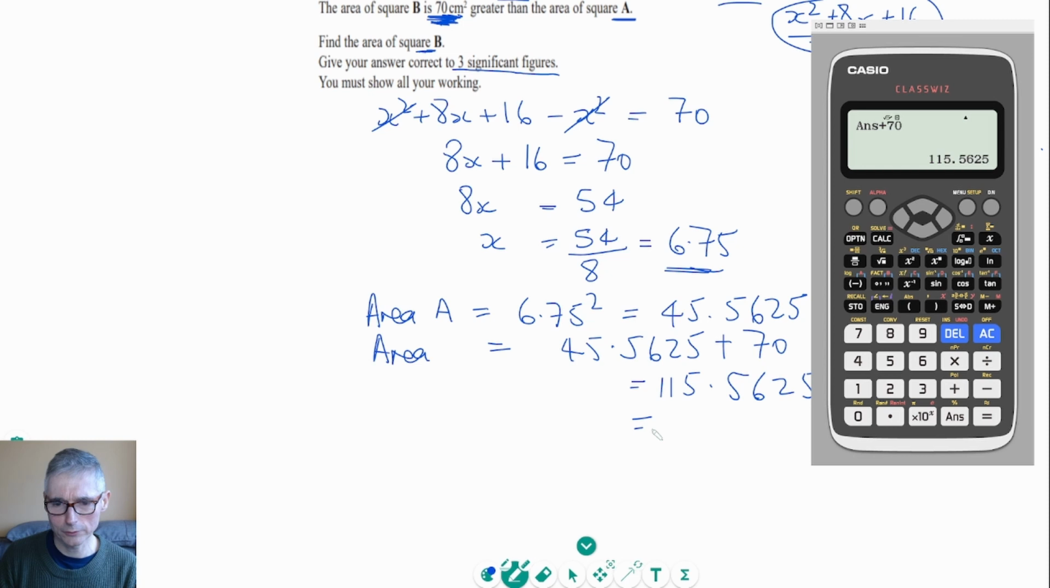So we're just going to round it up, counting the first significant figure as the first number there. So that's just going to be 116, because we're cutting it off at that point. And because this 5 is 5 or more, then we add 1 onto this number. And that's it. And we know that this is going to be in centimetres squared as well, because it's an area.